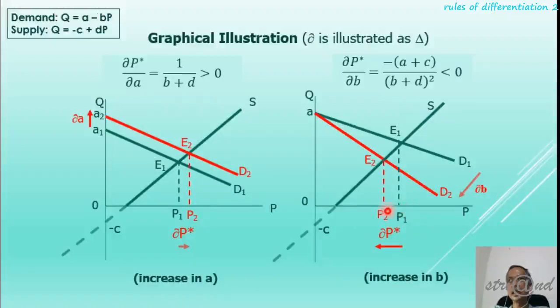The price decreases. So we can see here, when the slope increases, it is becoming steeper, and the equilibrium price decreases. So it is in line with the result of the derivative here. The derivative of P star with respect to B is less than 0. It is negative. It means that when B increases, P decreases.